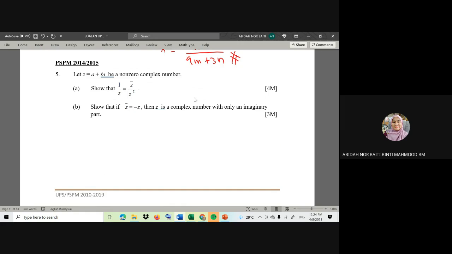Okay, so Z bar kita given Z is A plus BI. Okay, therefore your Z bar is A minus BI. Okay, itu Z bar kita. And negative Z. So negative Z macam mana? Kita ikut je lah formula ni. Ikut je function ni. A minus BI equal negative A plus BI.